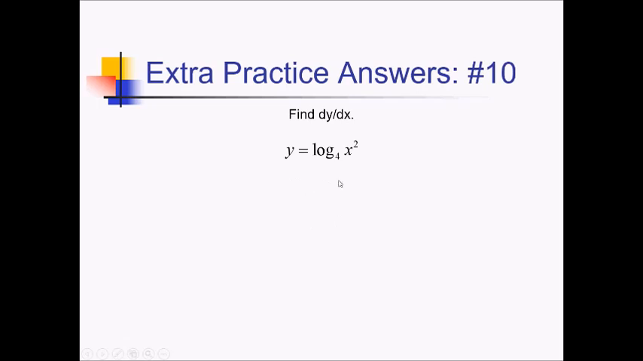To take the derivative of this problem, I could use the chain rule, but that would be doing it the hard way. I'm going to start by just popping out this 2 using my log rules. So this is really 2 times log base 4 of x. So 2 times the derivative now of log base 4 of x, which is just going to be 2 over x ln of 4.